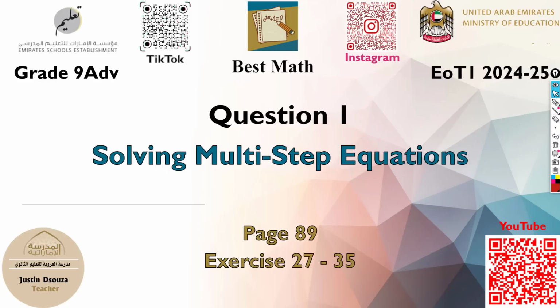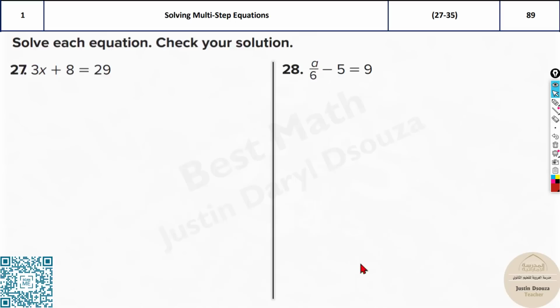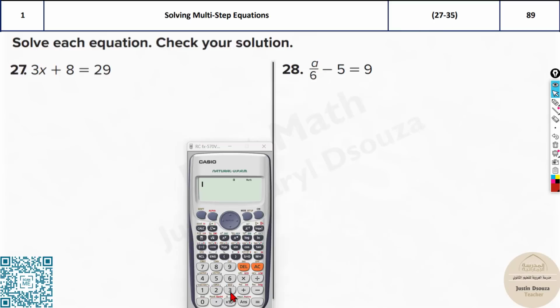Question 1 is solving multi-step equations. Here, you have been asked to solve each equation. You do not need to check because there's no writing. It's directly choosing the correct answer. We will just need our calculators for this. Here you can just input all these values. 3, x can be alpha and x plus 8, that is equal to, that is alpha and calc, 29.